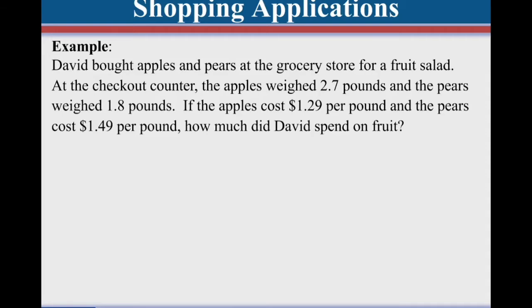Dave bought apples and pears at the grocery store for a fruit salad. At the checkout counter, the apples weighed 2.7 pounds and the pears weighed 1.8 pounds. If the apples cost $1.29 per pound and the pears cost $1.49 per pound, how much did Dave spend on fruit? Okay, so this is just two different multiplication problems where we need to make sure we match up the pears with the pears and the apples with the apples.